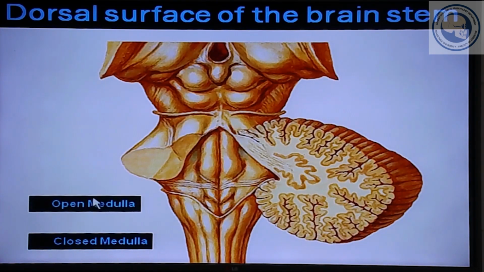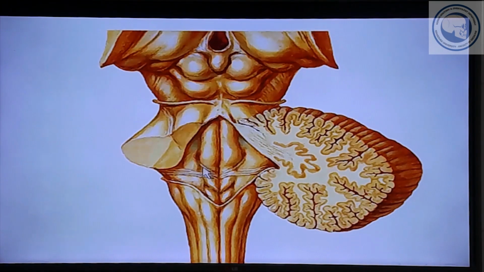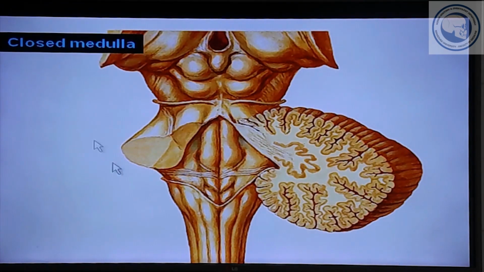And the dorsal surface of the upper half of the medulla is named open medulla because it is opened to the cavity of the fourth ventricle, or the cavity of the hindbrain. Also, this is the dorsal surface of pons, called the pontine tegmentum, and the dorsal surface of midbrain, which is called the tectum. What about features in the closed medulla?